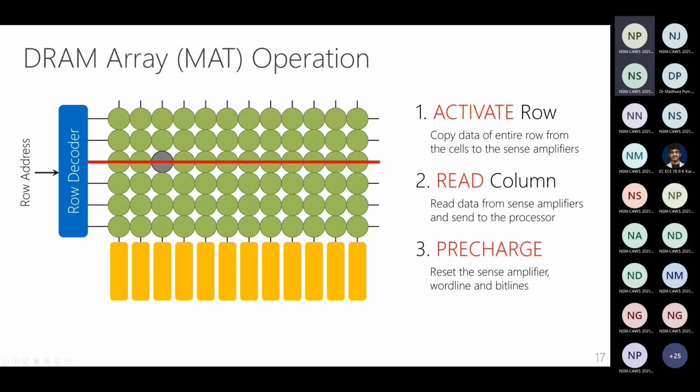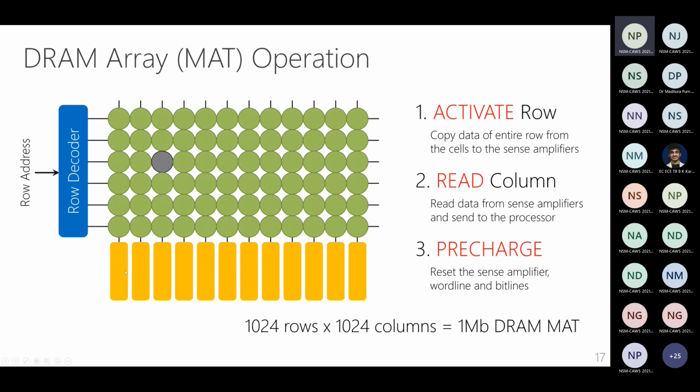That is what the precharge operation does. It disconnects the word line, so it lowers the word line. That means this row of cells is disconnected from the sense amplifiers. After that, it resets the sense amplifiers to the half VDD state. So a typical DRAM mat will contain 1024 rows and 1024 columns. That's like a 1 megabit DRAM mat.